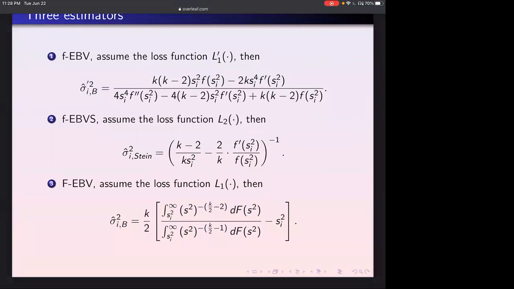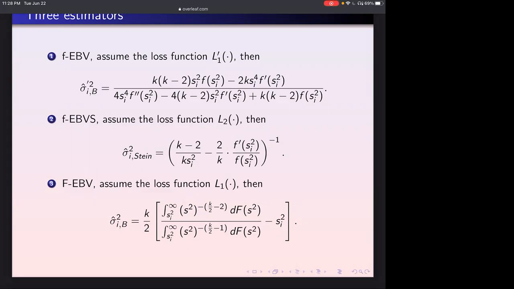For instance, assuming L1 prime, then we have the Bayes estimator, which depends on the marginal density f of s squared and its first and second order derivatives. But we know that estimation of f of s squared is already challenging, not to mention the first and second order derivatives. And the second one, assuming the standard loss function, this expression is much simpler, but it still relies on the marginal density and its first order derivative.